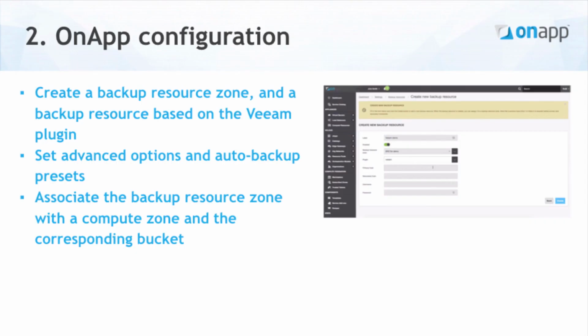We need to do the following inside the OnApp control panel in order to complete the configuration. Create a backup resource zone. Create a backup resource based on the Veeam plugin and add it to the newly created zone. Set advanced options for the resource. Set auto backup presets. Associate the backup resource zone with the compute zone. Add the backup resource zone to the proper bucket. Let's jump to the demo to see how to do it inside the OnApp control panel.